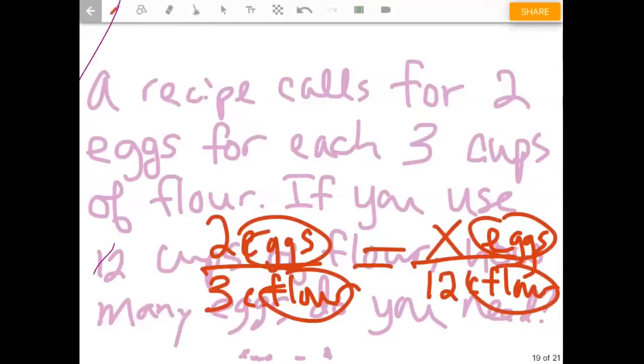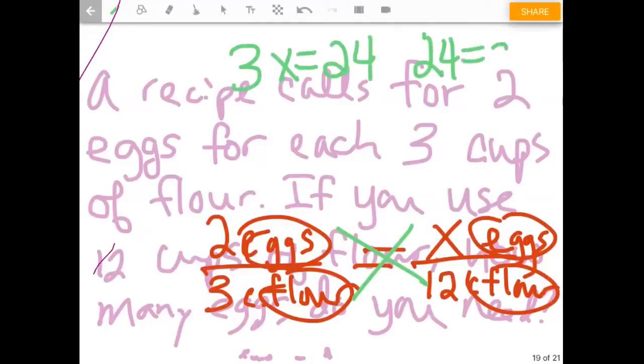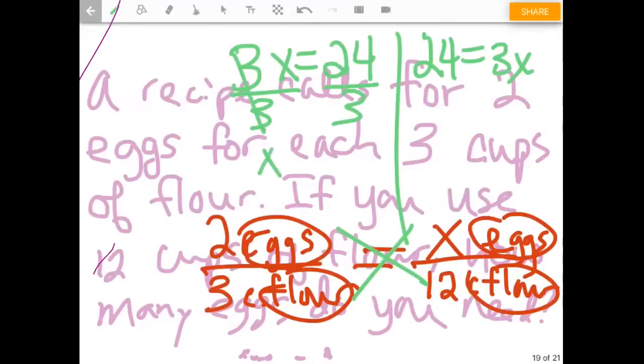So now we can solve it just like we solved those other ones. So we're going to cross multiply. 3x equals 24. Or if you did 24 equals 3x, that would be fine. Either of those is fine, because 2 times 12 equals 24, and then 3 times x equals 3x. And then to get rid of the 3, we divide by 3, so we get 8. So you'd need 8 eggs.